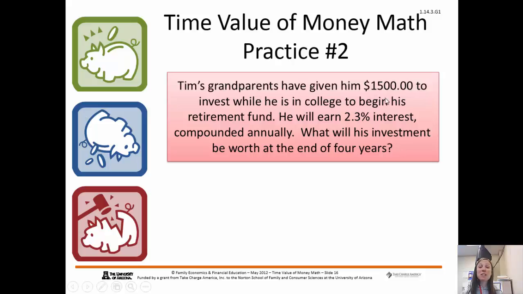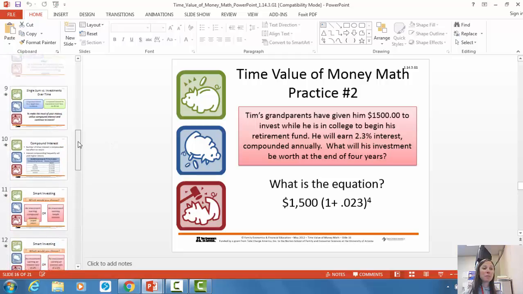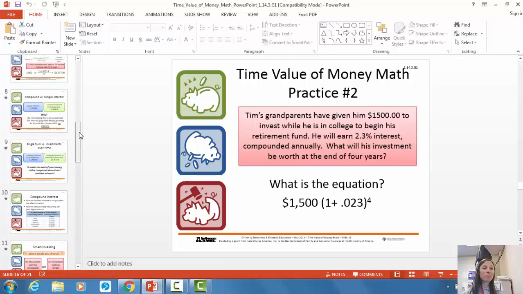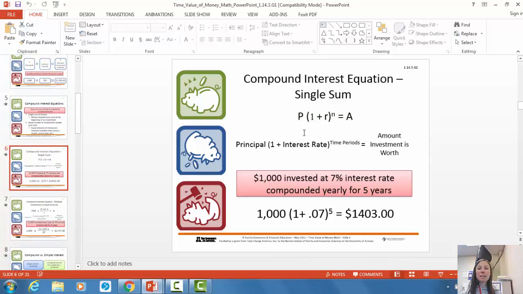Tim's grandparents have given him $1,500 to invest while he is in college to begin his retirement. He will earn 2.3% interest compounded annually. What will his investment be worth at the end of 4 years? Now to do this one, we have to go back and look at our compound interest formula. So I'm going to go back up here, scroll to find that one. And it looks like this. Principal, 1 plus the rate to the nth power equals my answer.